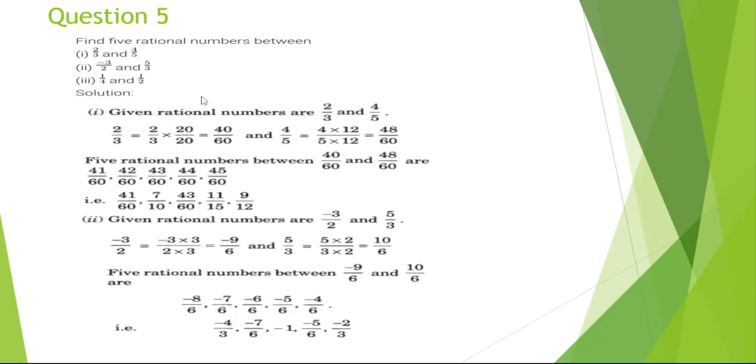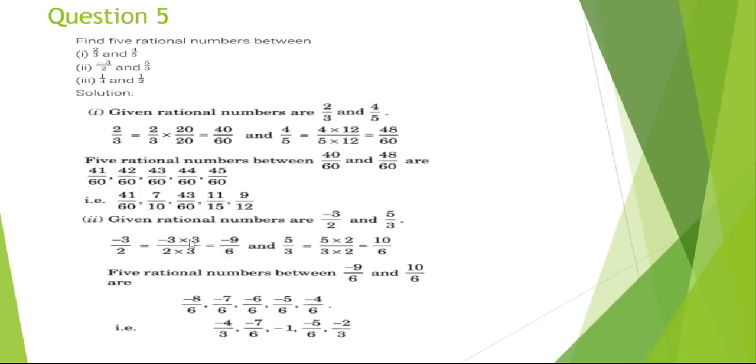In question number 5, you need to find 5 rational numbers between 2 by 3 and 4 by 5 in the first part. So if you solve them, you can easily find exactly 5 rational numbers between them. You can either take out the LCM and then multiply it with 10 or 100. Or you can multiply 2 by 3 with 20 and 4 by 5 with 12 so that the denominator remains the same and the numbers become 40 upon 60 and 48 upon 60, and you can easily find 5 rational numbers between these two numbers.